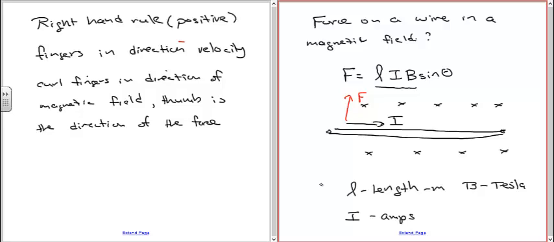Now if the current went the other direction, the force would be down. If the current was going the same direction but the field went out of the board, then the force would be down. We don't have to worry about the third case, whether you are dealing with positive or negative charges, because it's kind of default.